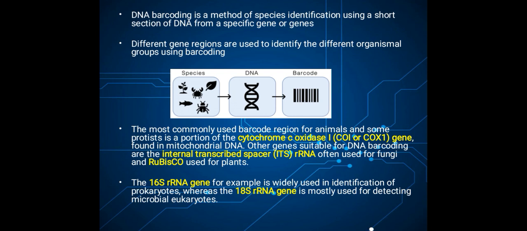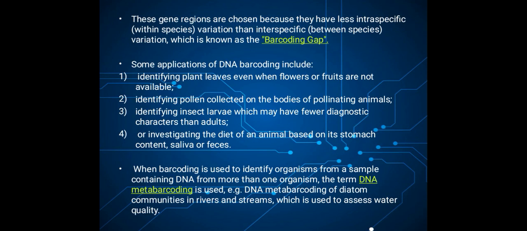Other genes suitable for DNA barcoding are the internal transcribed spacer, often used for fungi, and Rubisco, used for plants. The 16S rRNA gene, for example, is widely used in identification of prokaryotes, whereas the 18S rRNA gene is mostly used for detecting microbial eukaryotes. These gene regions are chosen because they have less intraspecific (within species) variation than interspecific (between species) variation. Less within species variation is known as the barcoding gap.